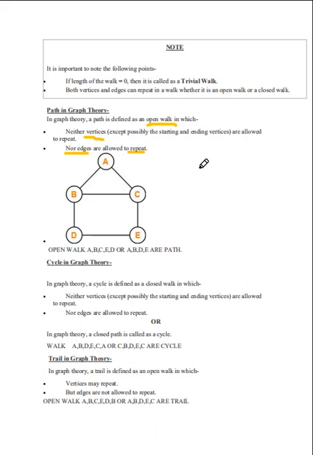Neither edges nor vertices are repeated. So I have given you an example here. A, B, C, E, D is an open walk, isn't it? It's an open walk, but it is a path. Why is it a path? Because I have not repeated any vertices and I have not repeated any edges. No repeats are allowed.